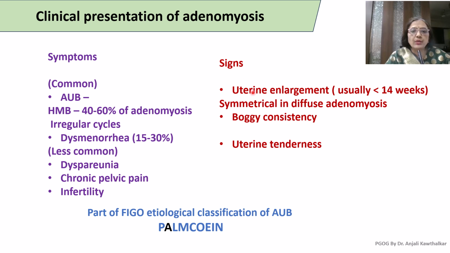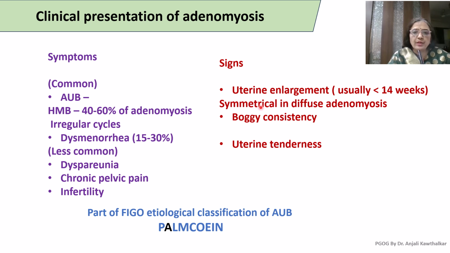Coming to signs, uterine enlargement is the most prominent clinical feature whenever we examine a patient with adenomyosis, but typically it remains a pelvic organ. It is less common to see a case of adenomyosis where the uterus is palpable per abdominally. Usually, it is less than 14 centimeters, or a 14-week pregnant uterus. Whenever there is diffuse adenomyosis, it leads to symmetrical enlargement of the uterus, whereas in adenomyoma, focal adenomyosis, there will be irregularity of the uterine enlargement.